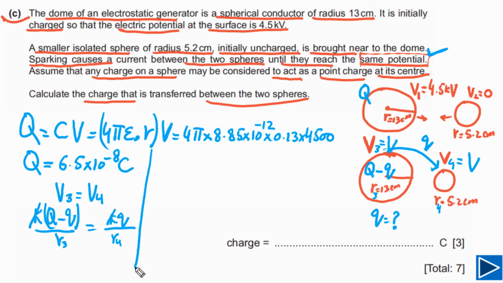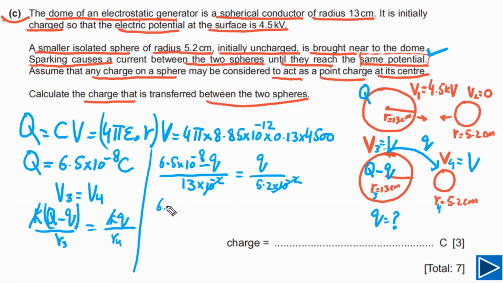Now simply we need to plug in values. Capital Q, we have the value of capital Q, that is 6.5 times 10 to negative 8, minus small q, and this is divided by radius of the sphere, that is 13 centimeters. So this means 13 times 10 to negative 2. Here we have small q, and this is divided by 5.2 times 10 to negative 2. So 10 to negative 2 we can cancel with 10 to negative 2. Now simply we have to solve for q.